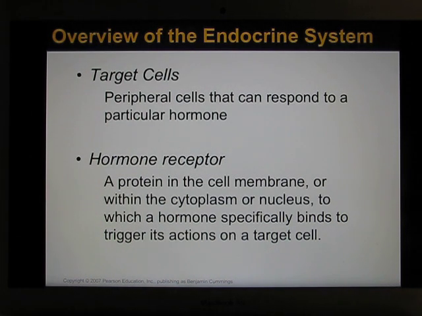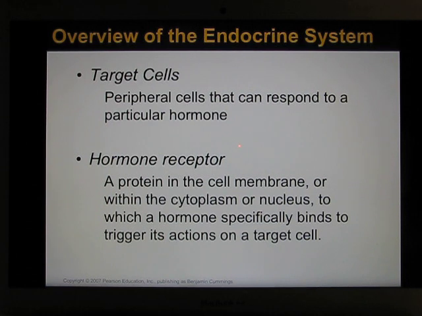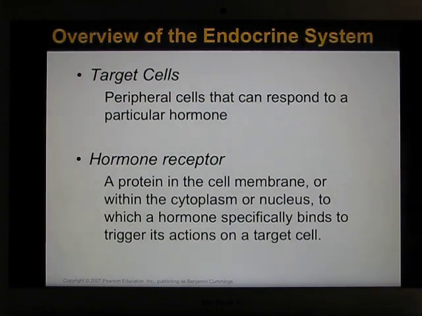And each hormone has its target cells. The target cells are the cells with the receptor. Like when you release insulin, insulin will bind with the insulin receptor. So the cells with the insulin receptor are the target cells of insulin.